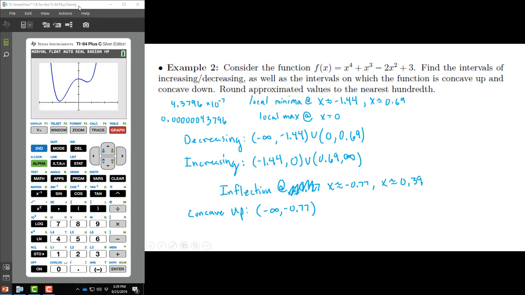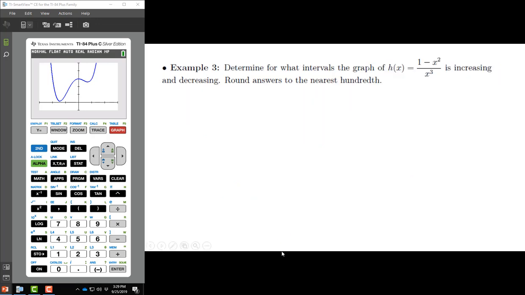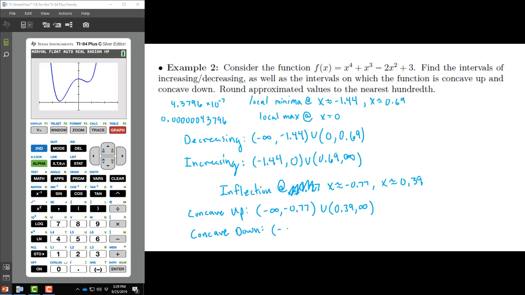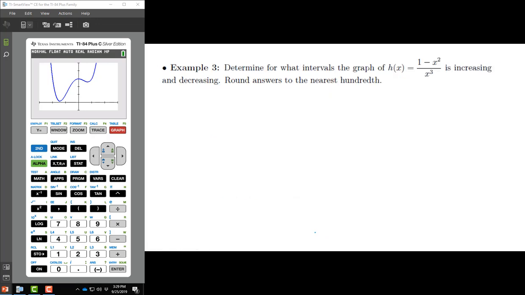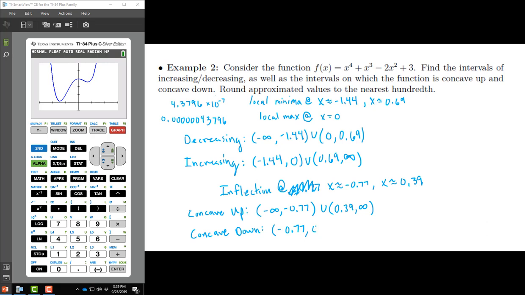All right, and then it's also concave up over here at this inflection point onto infinity. So we'll say from 0.39 to infinity. And then, of course, it's concave down in between those inflection points. Boy, I'm having trouble with my computer today. So -0.77 up to 0.39. Sorry about the screen jumping back and forth. I think the button on my pen is a little bit off.